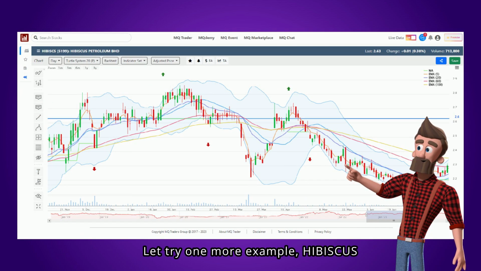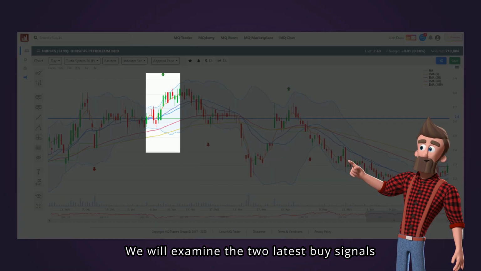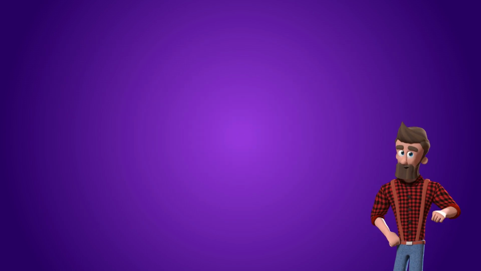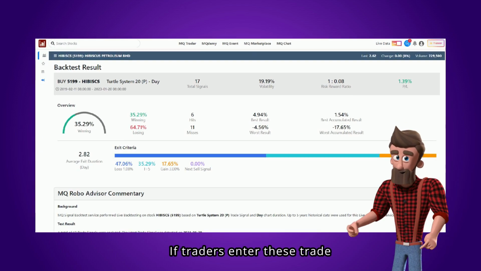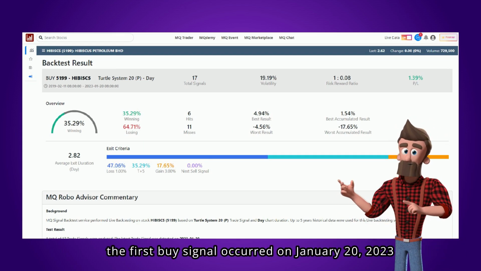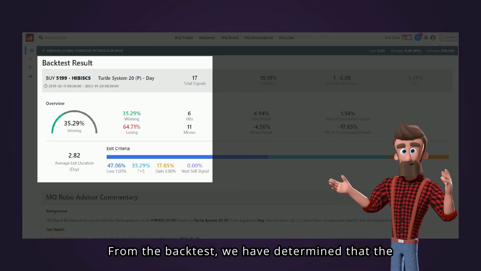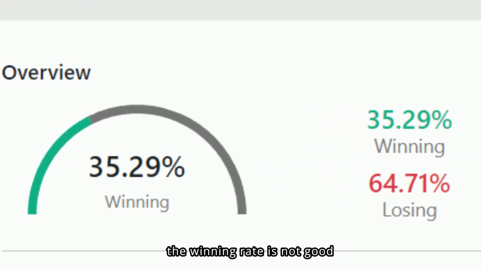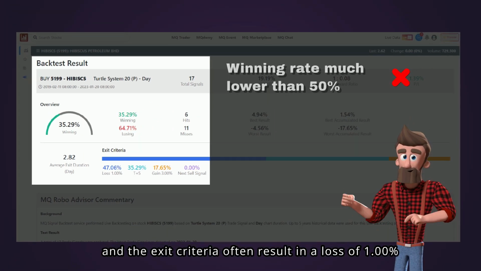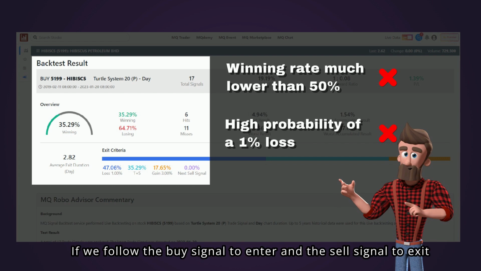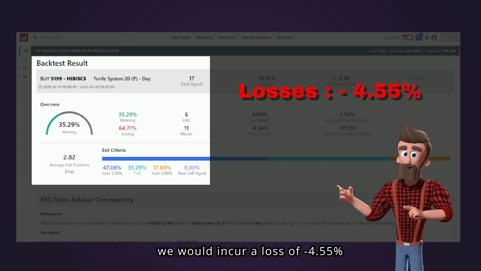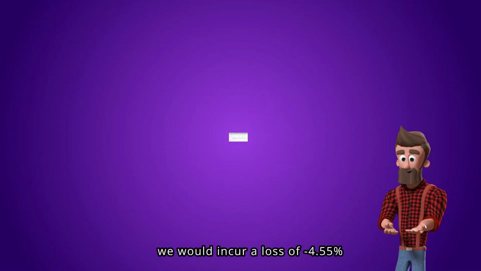Let's try one more example, Hibiscus. We will examine the two latest buy signals with the Turtle Strategy 20. Now, let's see what happens if traders enter these trades. The first buy signal occurred on January 20, 2023. From the backtest, we have determined that the winning rate is not good, and the exit criteria often result in a loss of 1.00%. If we follow the buy signal to enter and the sell signal to exit, we would incur a loss of negative 4.55%.